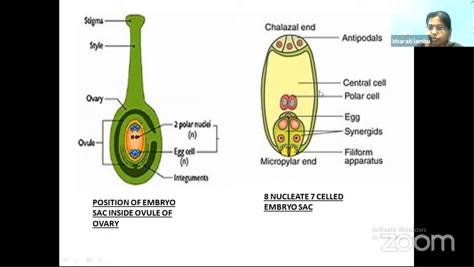What does ploidy mean? It is N only. The embryo sac is N. It is also called the female gametophyte. So the nature of the embryo sac is 8-nucleate, 7-celled. 8-nucleate, 7-celled embryo sac.